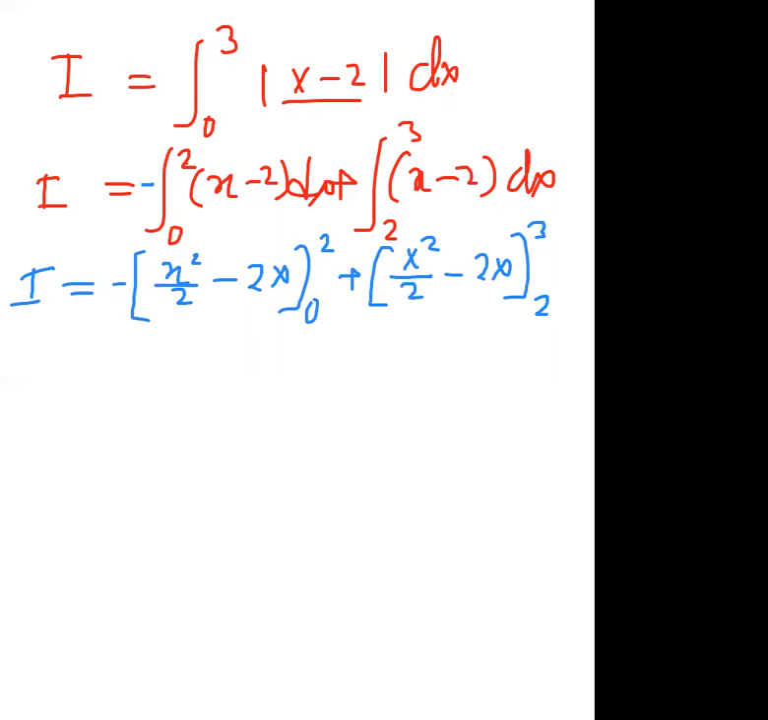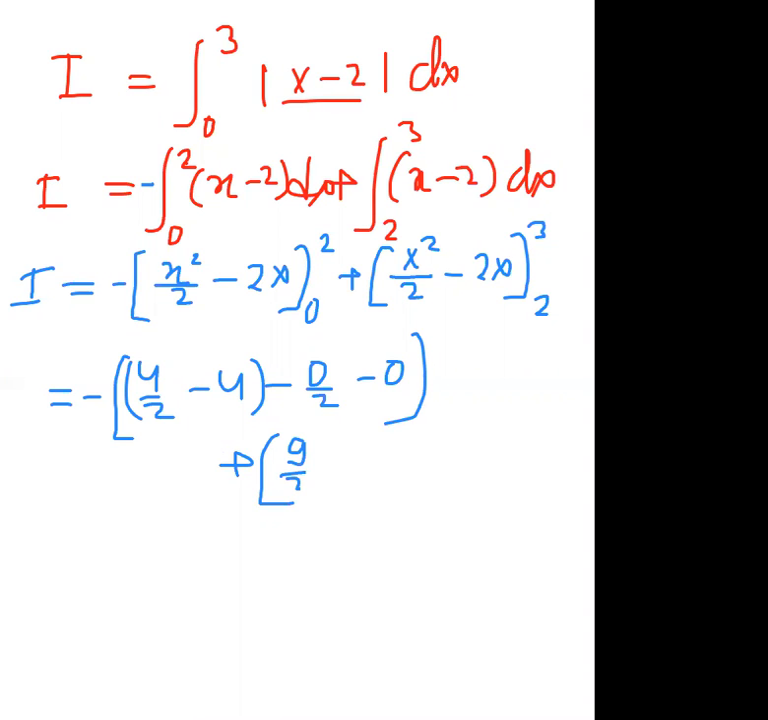Now let us put the limits. So minus, when I'm putting 2, 4 by 2 minus 4, minus 0 by 2 minus 0, plus 3 square 9 by 2 minus 3 into 2, 6, minus 4 by 2 minus 4.